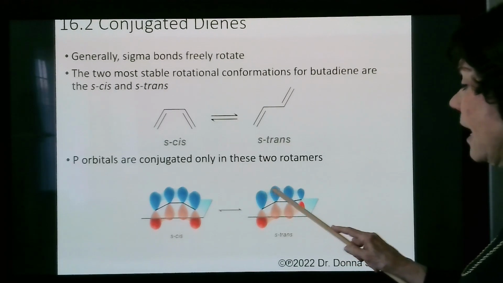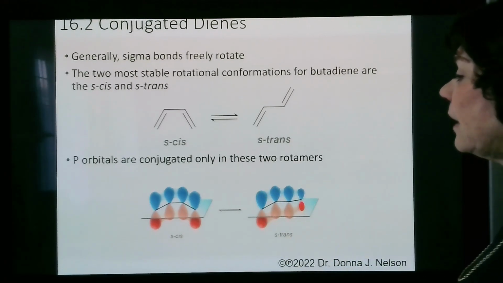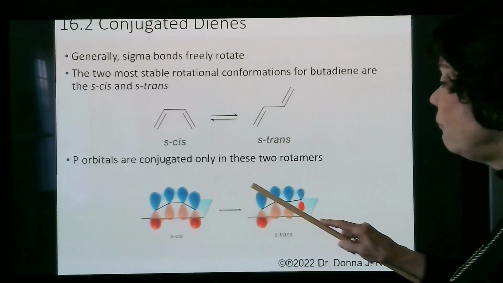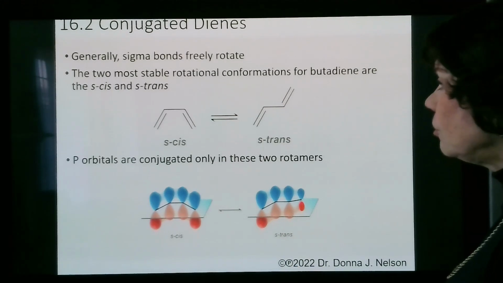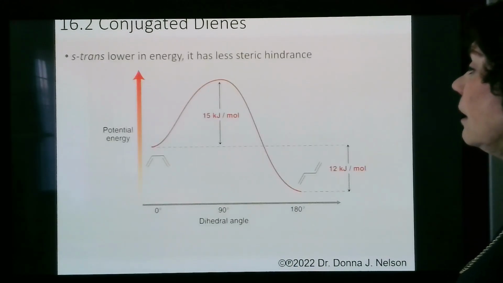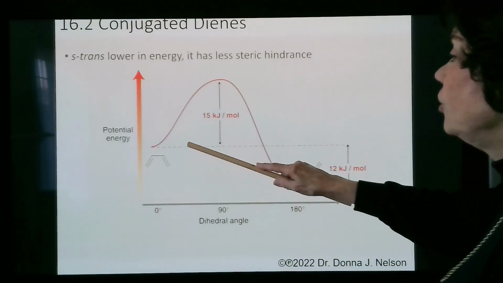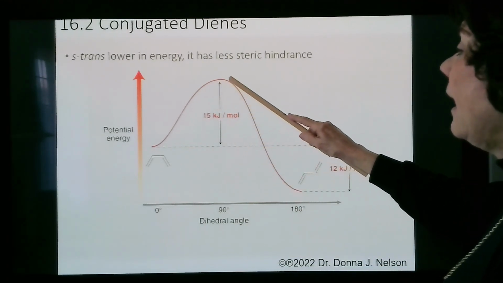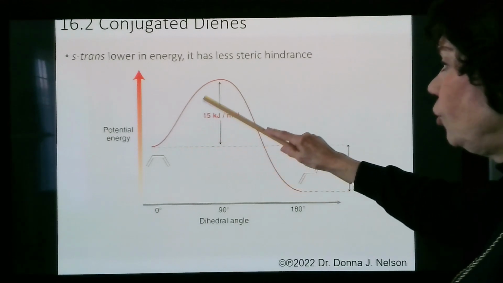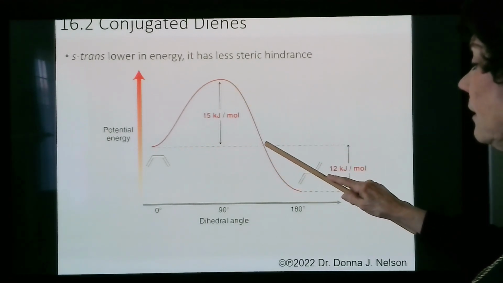And so there's interaction in the pi system here. However, when you go from the cis isomer to the trans isomer, the conjugation is temporarily broken, and that's the 15 kilojoules that we just measured a few minutes ago.